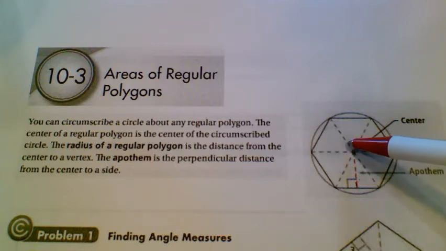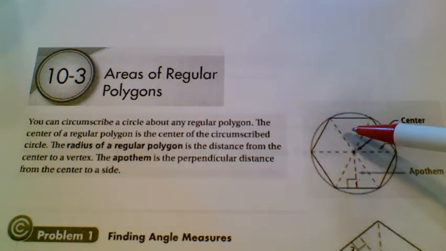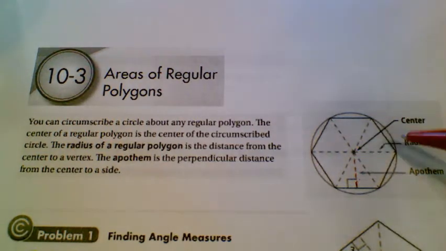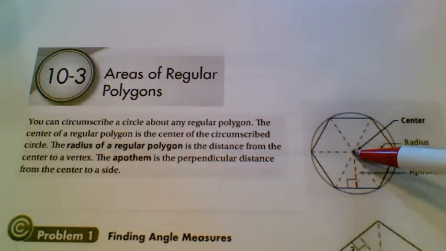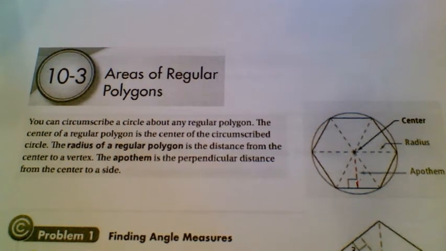What that helps us do is figure out what these angles are on the inside by using the fact that a circle always adds up to 360 degrees. The radius of a regular polygon is the distance from the center to the vertex, so from there to there. The apothem is the perpendicular distance from the center to a side. That's important because you're going to use the apothem in a little bit to find the area of a regular polygon.